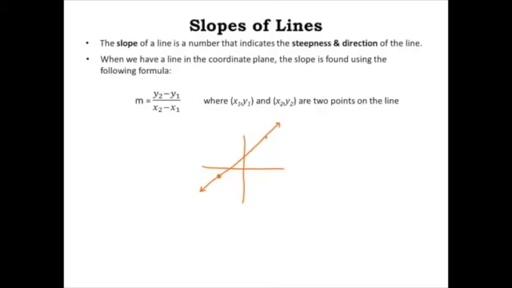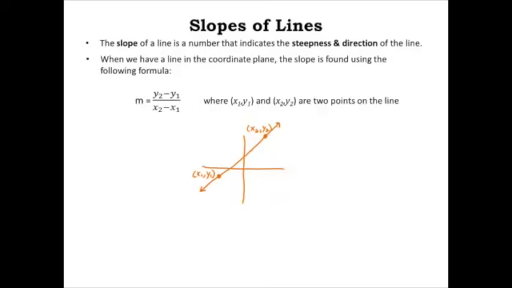We have 2 points on the line. We'll call the first point x1, y1, and we'll call the second point x2, y2. When we know the coordinates of each of these 2 points, we can plug those coordinates into the formula to find the numerical slope of this line.